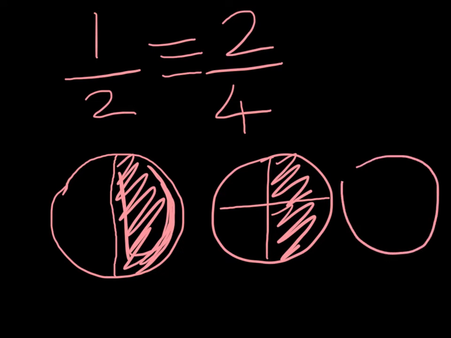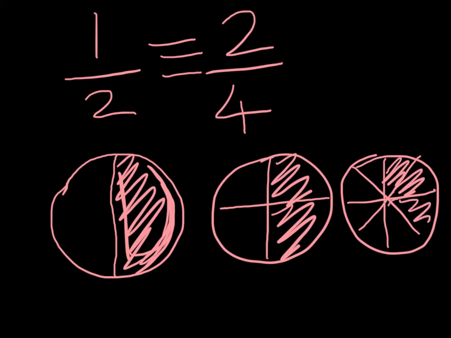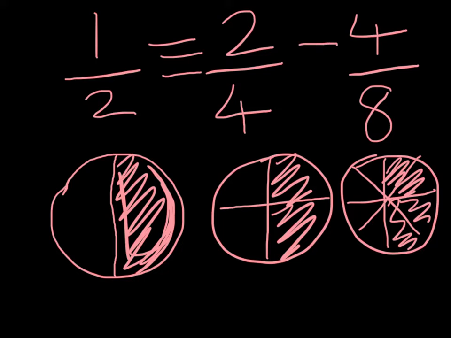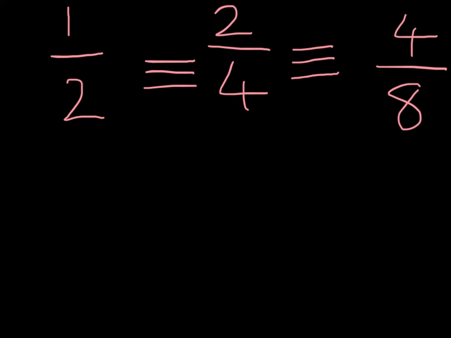If I have another pizza, a bit smaller this one, and this time I cut it into 8 pieces, much more manageable in order to eat, and I eat 4 of those pieces, I've still eaten half of the pizza. So all of these fractions are equivalent to each other, they're worth the same. Let's look at these fractions again.